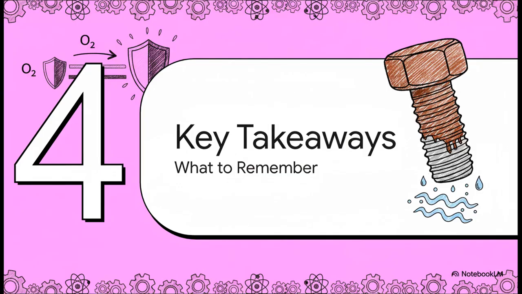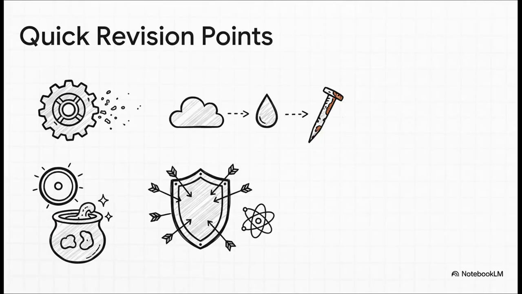All right, everyone, that was a lot of information. So let's just quickly go over the key exam takeaways, the things you absolutely need to remember. Okay, here are the quick revision points. First, corrosion is the slow destruction of metals by their environment. Second, and this is very important, for iron to rust, both air, or oxygen, and water must be present.